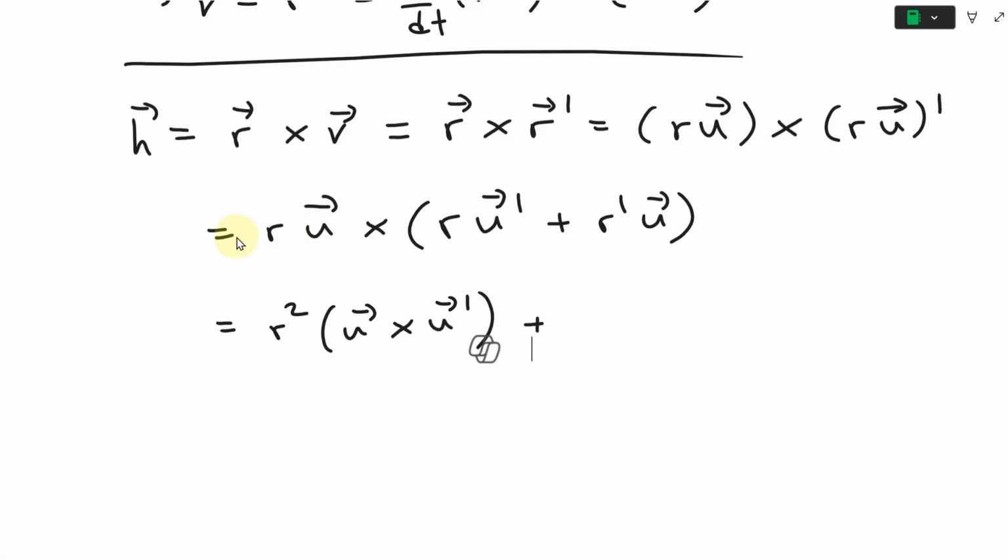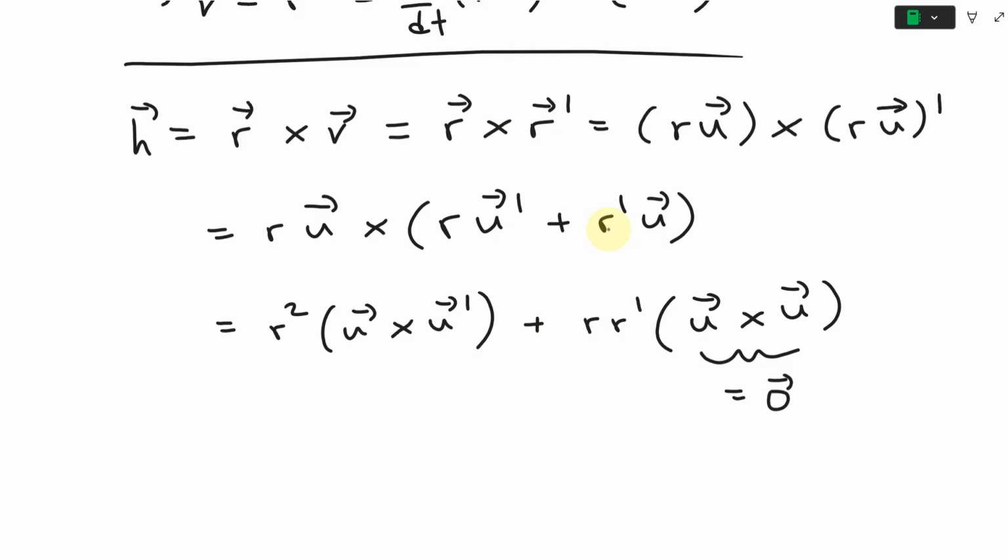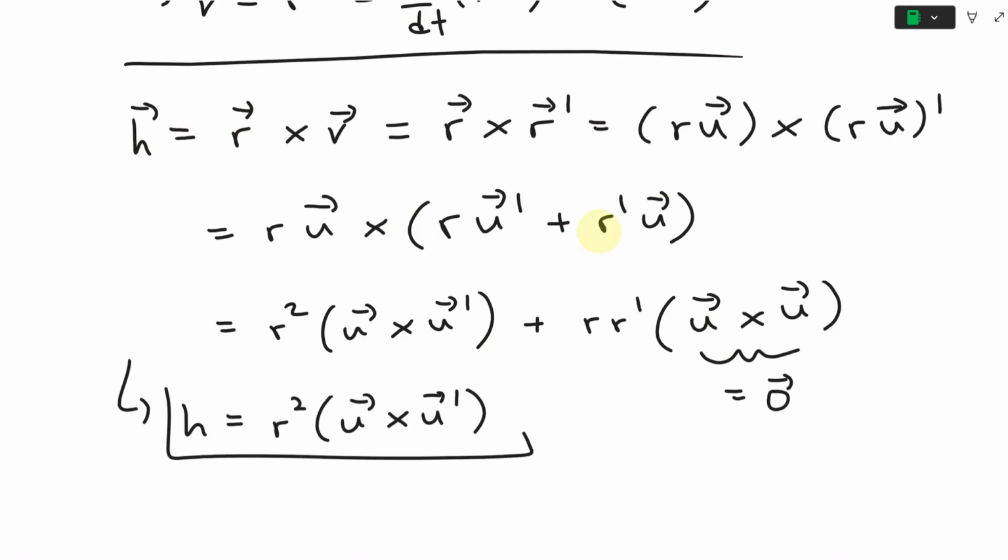And now the next setup is, well, this multiplies over here. We're going to get an r times r prime, and then we're going to have u cross u, I mean u by itself. All right, and now these are just parallel vectors. It's just a vector with itself. This equals the zero vector. So in other words, what we get is h is equal to r squared, and then u cross with the derivative of the unit vector, like that. So that's what h equals.